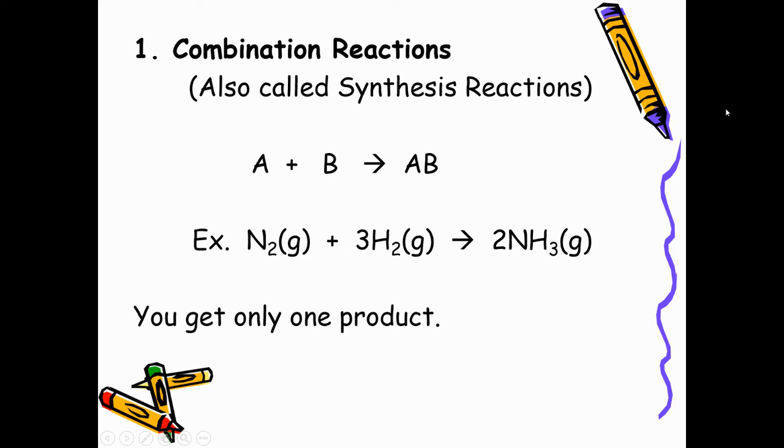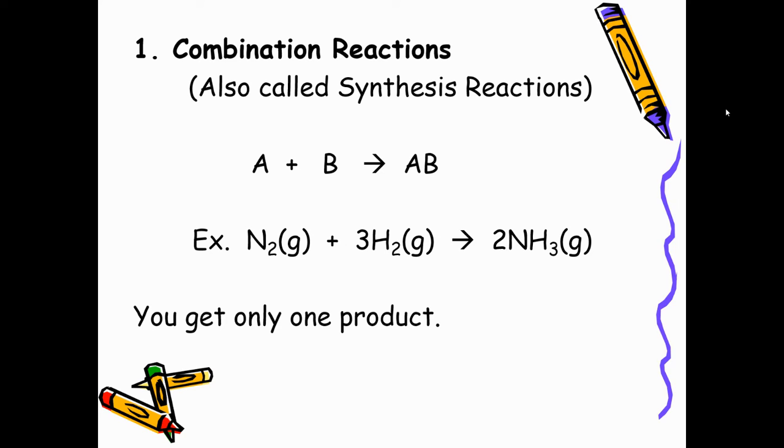Okay, so the first one is called combination. Sometimes it's called synthesis, so it's synonymous. Both combination and synthesis can be called the same thing. I tend to call it synthesis, but I think it's all pretty clear in what the name is. Combination. What do you think is happening on the right-hand side? It's combining. I knew you guys were going to get that. So in combination, you have multiple reactants on the left-hand side, one single product on the right-hand side. So you will only get one product with a combination or a synthesis. So A plus B gives you AB.